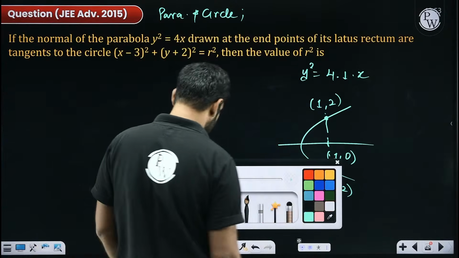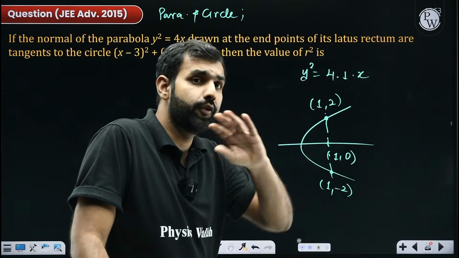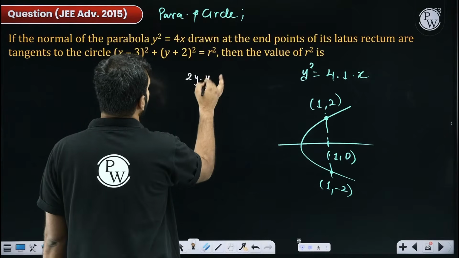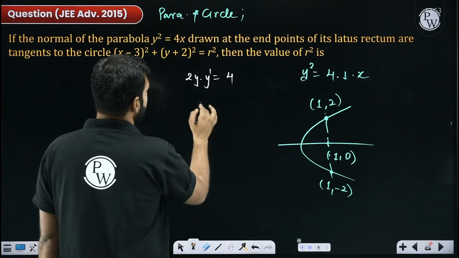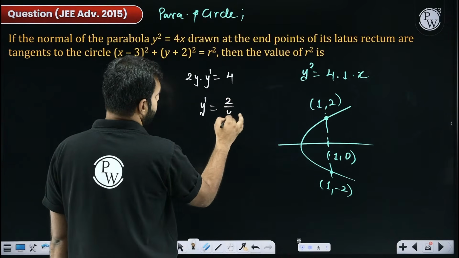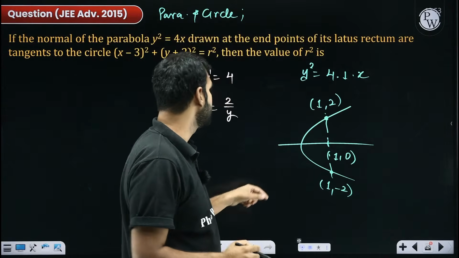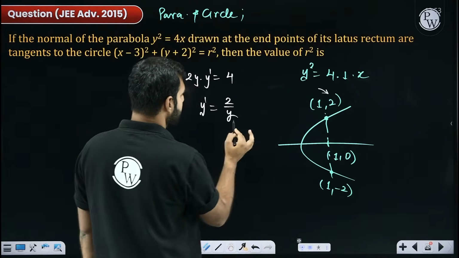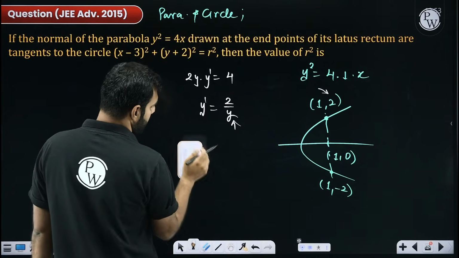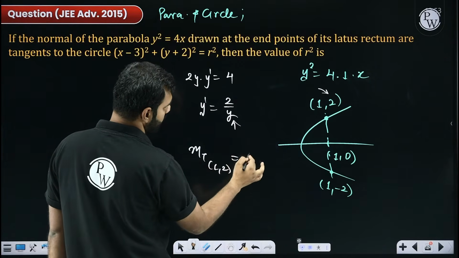Before I write the equation of the normal, you write it in the parametric form or the standard form. Or if you don't remember any of that, you quickly differentiate it. So it gives you 2y y dash is equal to 4. So y dash is 4 by 2y, which is 2 by y. Let's say I'm drawing the tangent here. So the slope of that tangent at the point 1 comma 2 is found by replacing y with 2, so 2 by 2, which is 1.